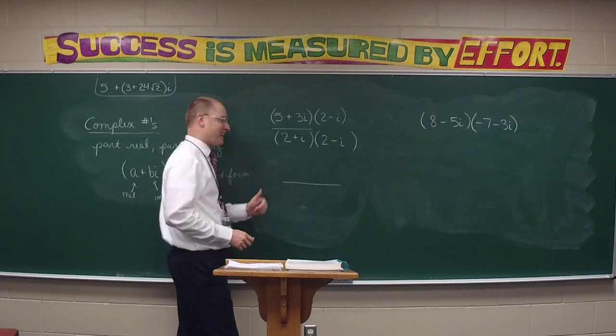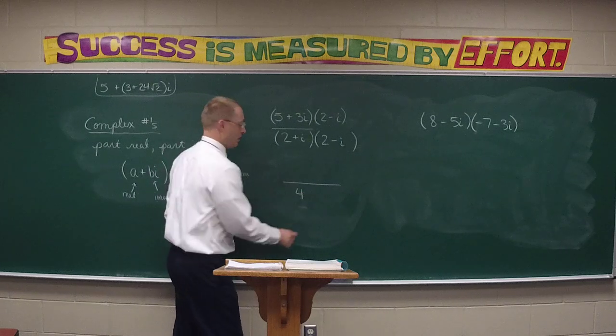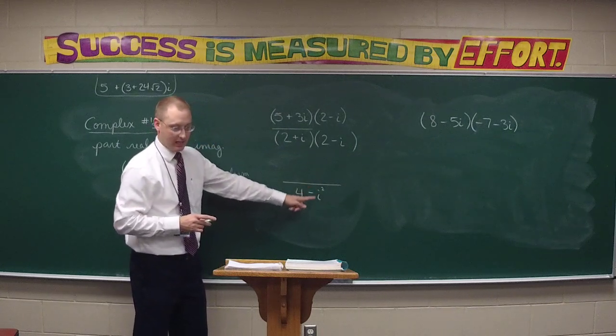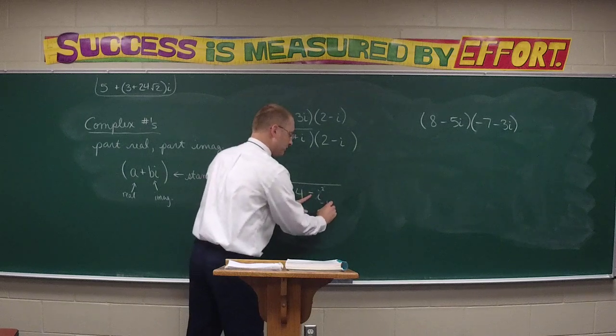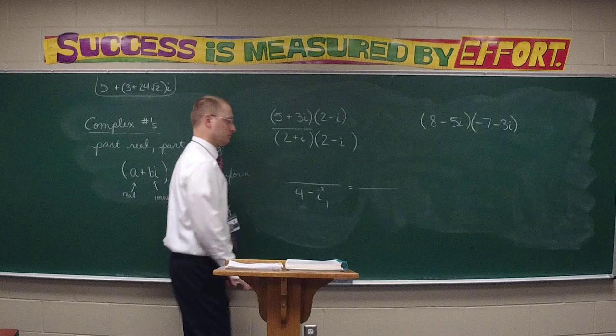Square the first, square the last, and put a minus sign between them. So we square the first. What do we get? We square the last. What do we get? We put a minus sign between them. But remember that i squared means negative 1. So this is really 4 minus negative 1, which means my denominator is really 5.